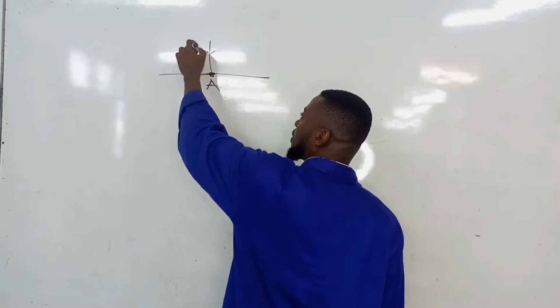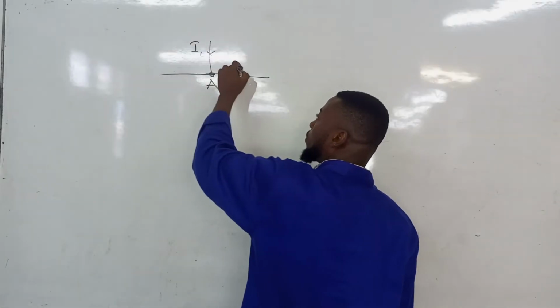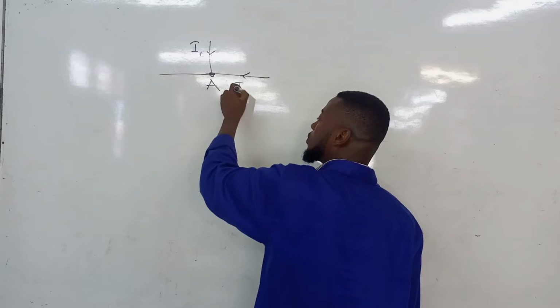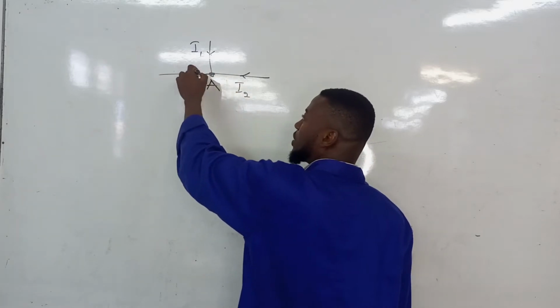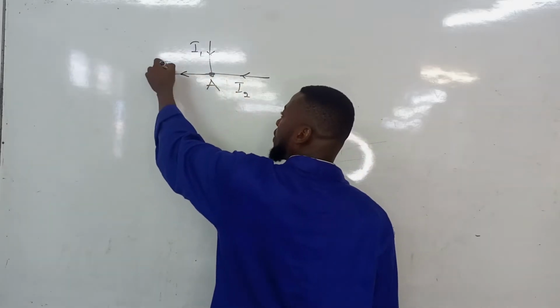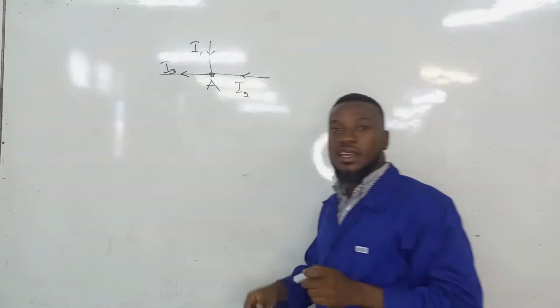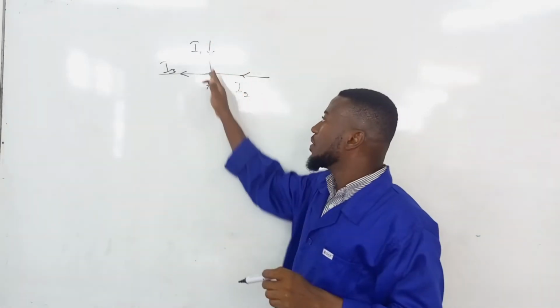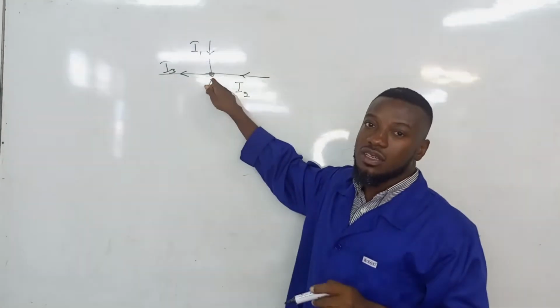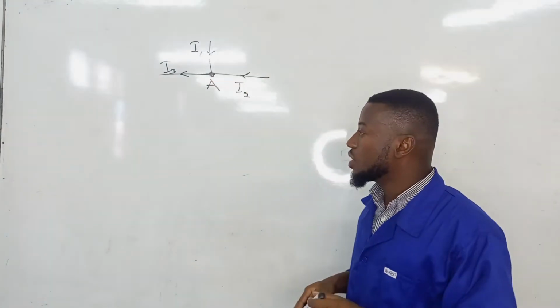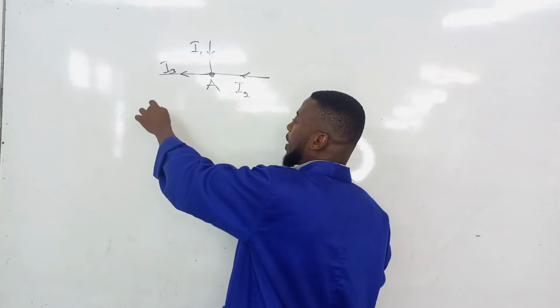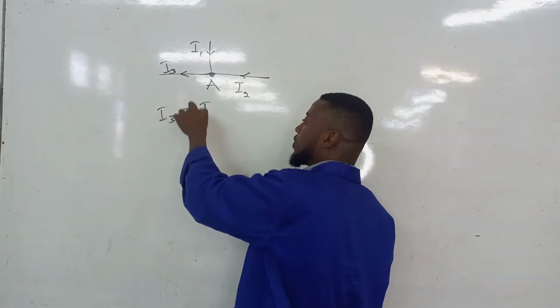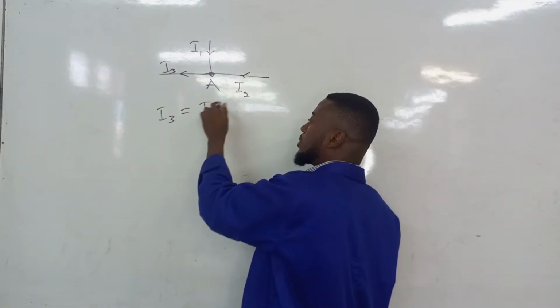So if you have current flowing here, let's say I1, and then I2 flowing to this junction, and then I3 flowing out of the junction. The sum of all the currents that flow into the junction is equal to the sum of all the currents that flow out of the junction. So we can say that I3 is equal to I1 plus I2.